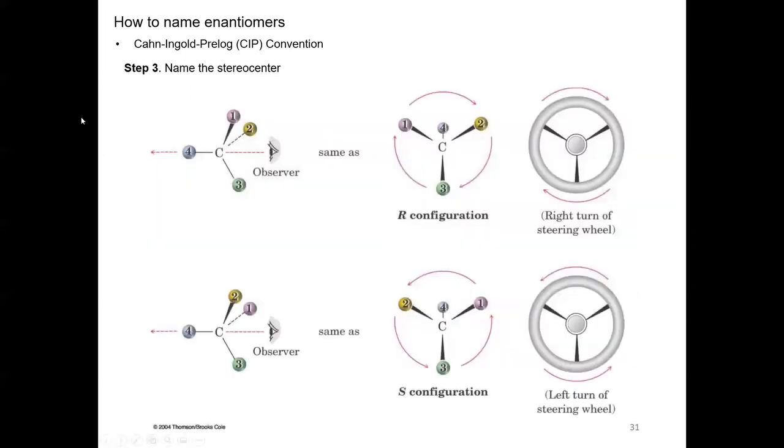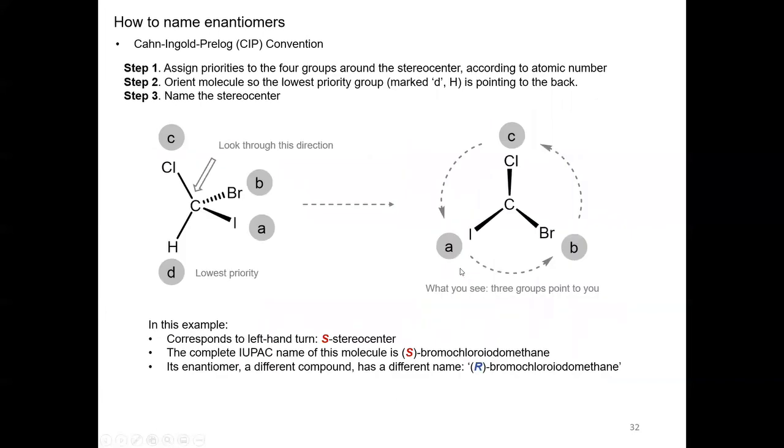Another way is that you can also number your substituents 1, 2, 3, and 4. The 4 is the lowest priority, and you put it in the back. Put your eyes in the front, and you have 1, 2, 3 pointing to you. If 1, 2, 3 is a right turn of the steering wheel, clockwise, it's R. If 1, 2, 3 is a left turn of the steering wheel, then it is S. So those are the steps to assign stereocenters.